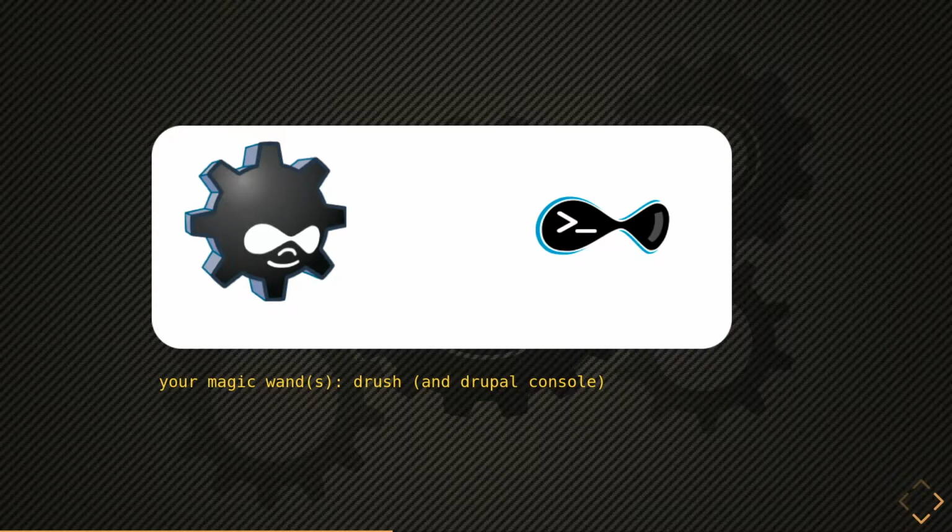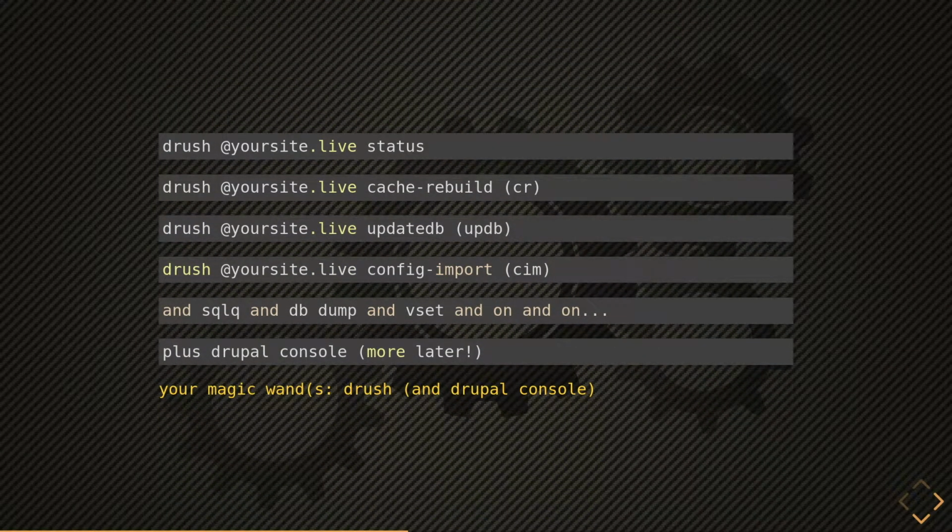Drush and Drupal Console. I'm going to talk a little bit more about Drupal Console later, but these are what I consider your magic wands. I think most people now know what Drush is, Drupal Console maybe not so much, but they are command line tools that allow you to directly interact with both your local development sites and your production servers, everything from status. This will bring back all sorts of things about your PHP version and your database connection and whether you got a successful Drupal bootstrap. Of course, you can see here my aliases if you're not familiar with them.